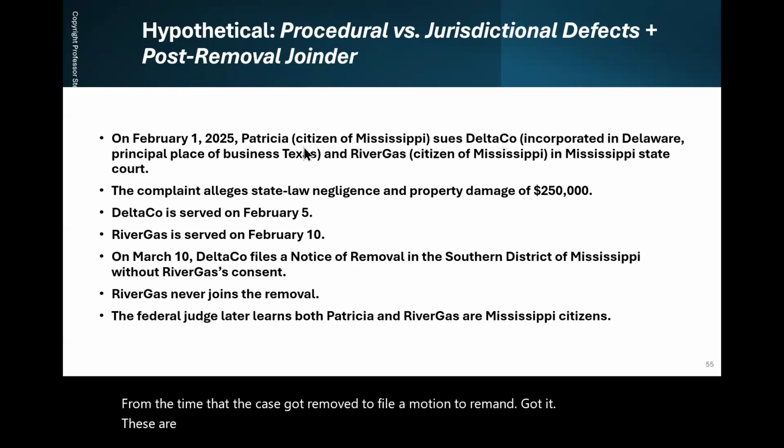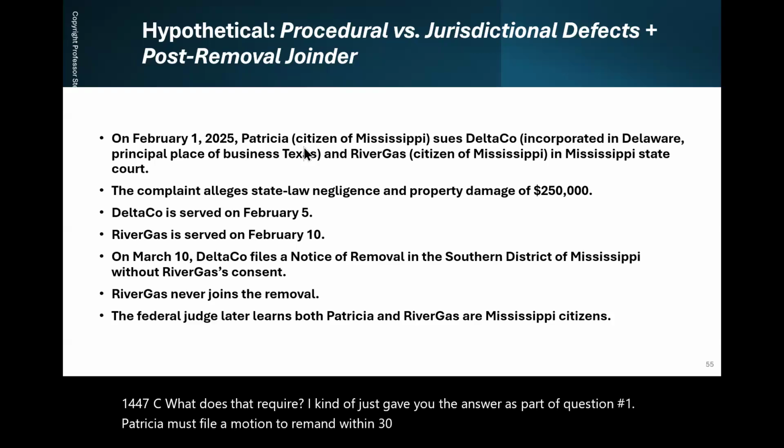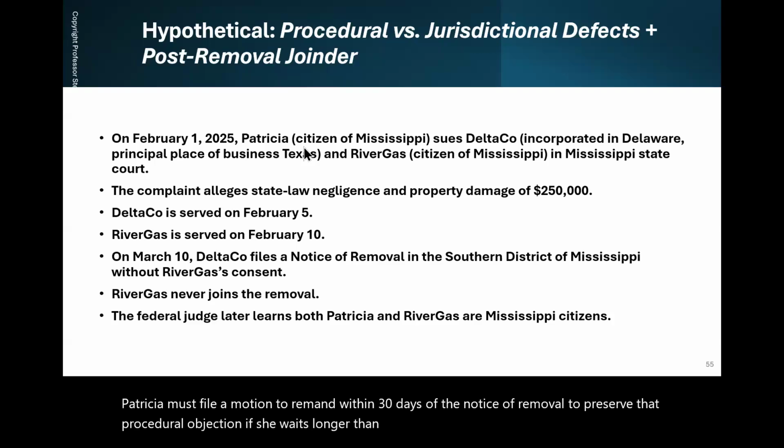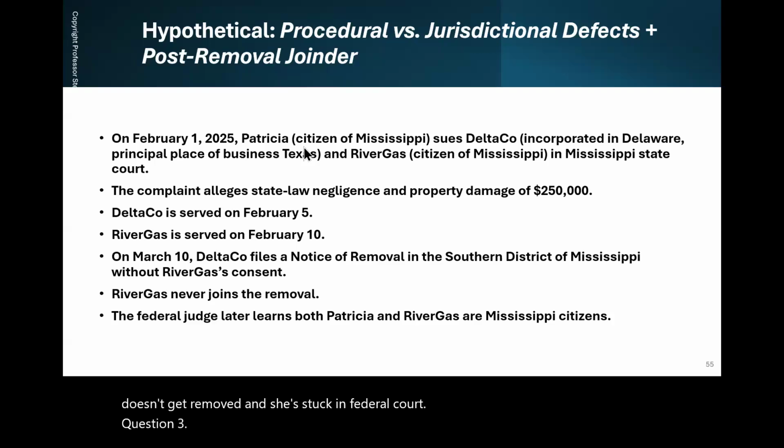Question 2. What does 1447(c) require? 1447(c), what does that require? I kind of just gave you the answer as part of question number one. Patricia must file a motion to remand within 30 days of the notice of removal to preserve that procedural objection. If she waits longer than 30 days, the defect is waived, which means the case doesn't get remanded, and she's stuck in federal court. Question three. What if the court later discovers Patricia and River Gas share Mississippi citizenship?